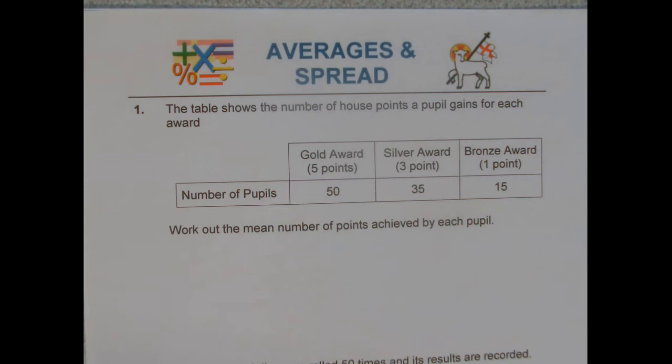Right, the table shows the number of house points and the pupil gains for each award. So you've got 50 pupils who achieved the gold award, and they got 5 points for that. And then you've got 35 pupils who achieved 3 points, the silver award, and then 15 pupils who got the bronze award and got 1 point. Work out the mean number of points achieved by each pupil.